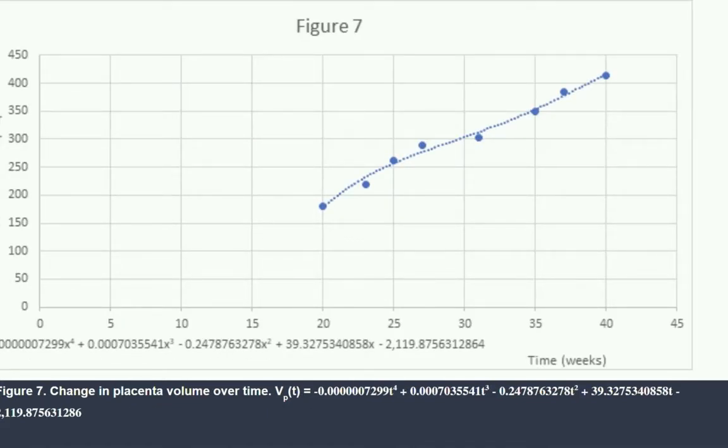Figure 7, which also belongs to question 7, is change in placenta volume over time. And down there again is the equation, and up on top is the graph that it belongs to.